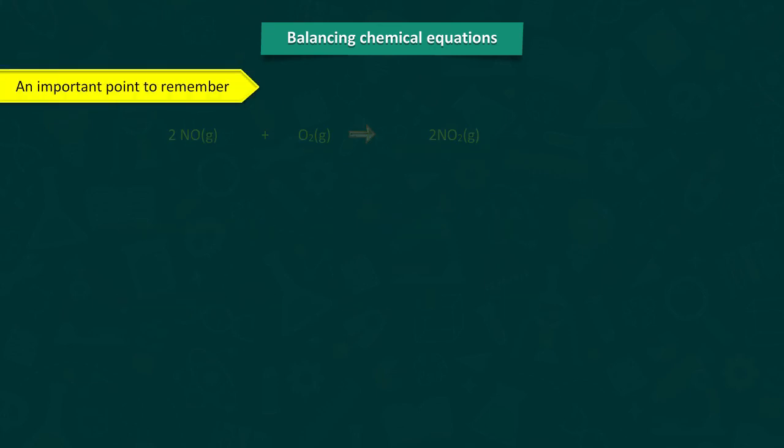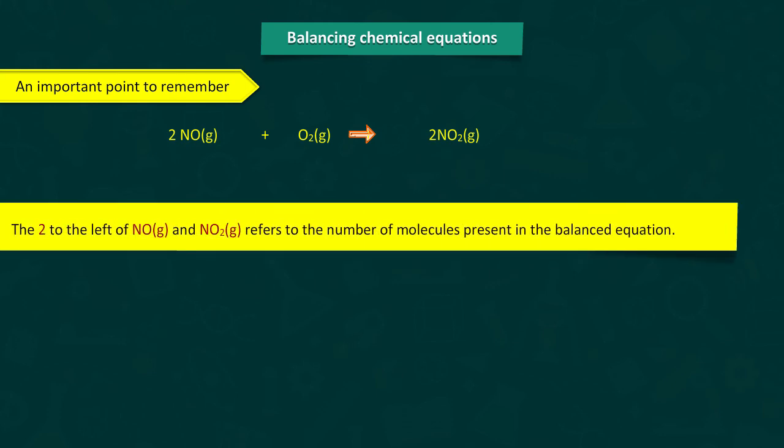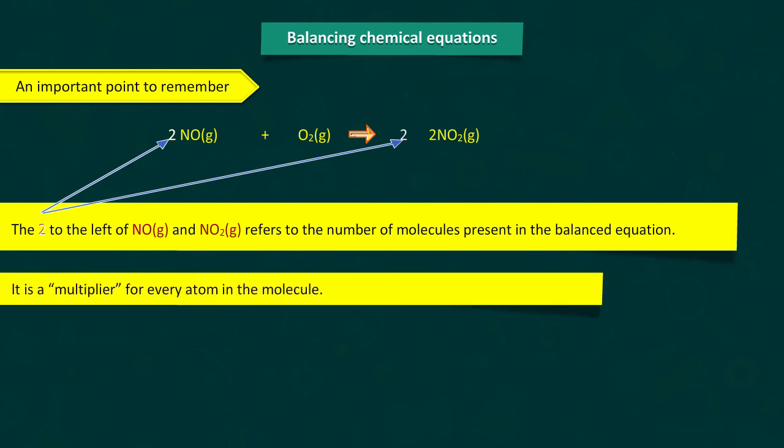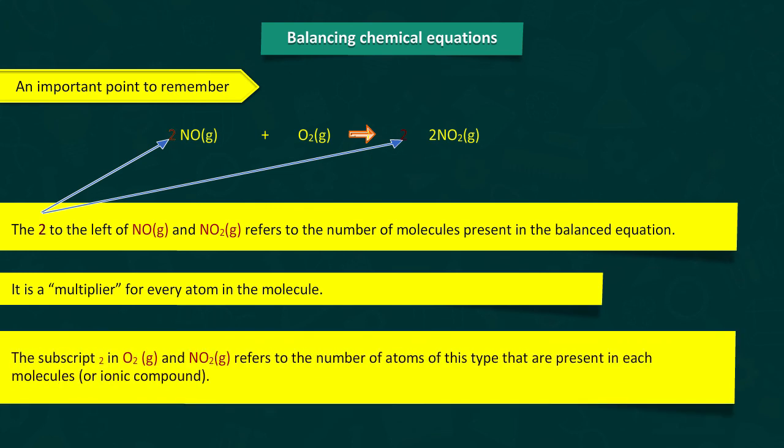An important point to remember. The 2 to the left of NO(g) and NO2(g) refers to the number of molecules present in the balanced equation. It is a multiplier for every atom in the molecule. The subscript 2 in O2(g) and NO2(g) refers to the number of atoms of this type that are present in each molecule or ionic compound.